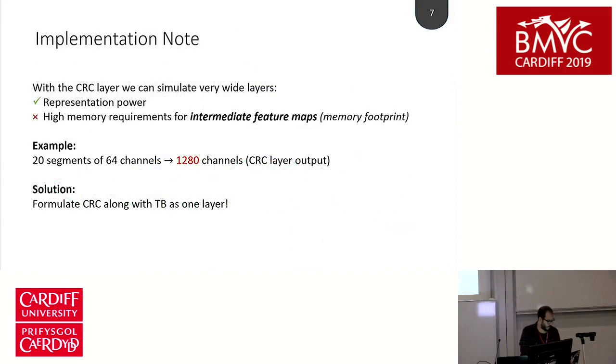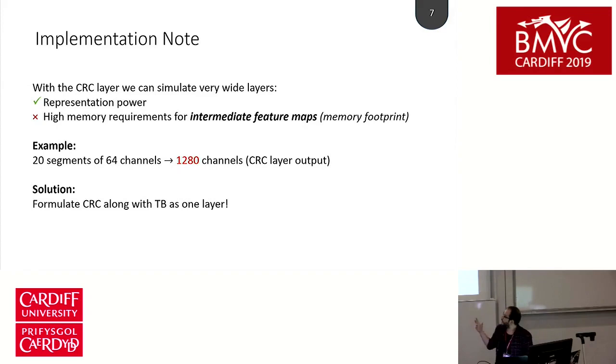There is a small problem with this kind of logic, because we have wide layers. It's very good, it has very high representational power, but we have high memory requirements, because the intermediate feature maps that are created are very, very large. For example, if we have 20 segments of 64 channels, we get 1,280 channels, which is very problematic if we want to run this kind of network on an embedded device.